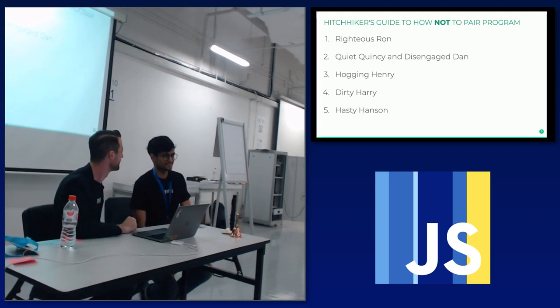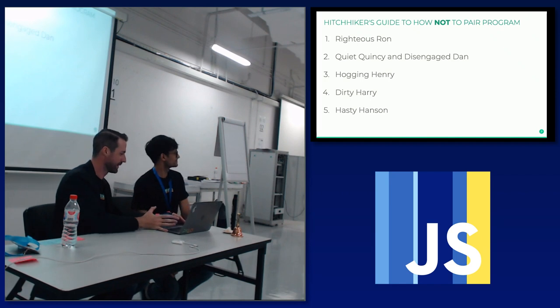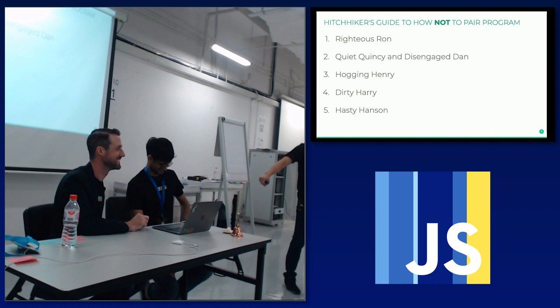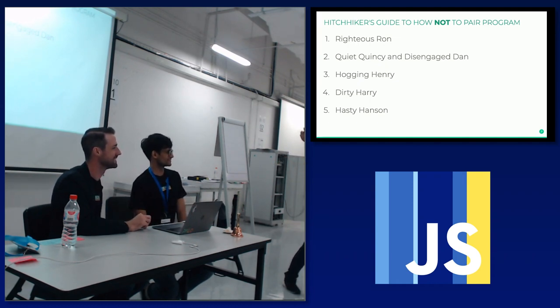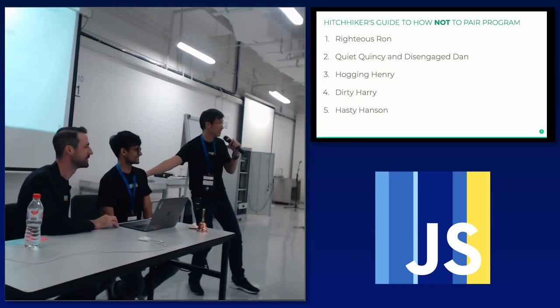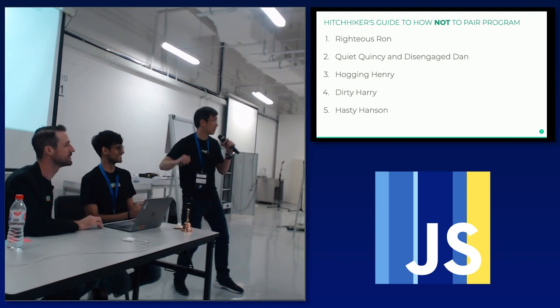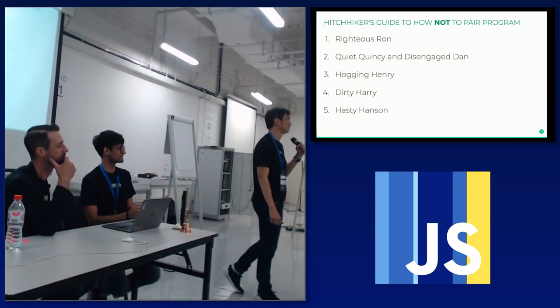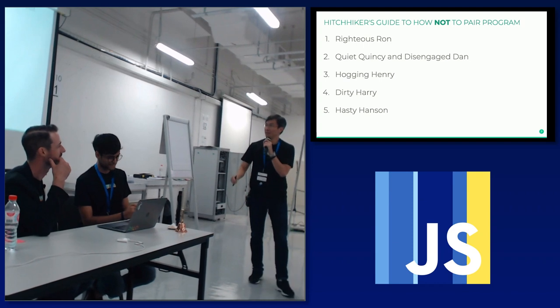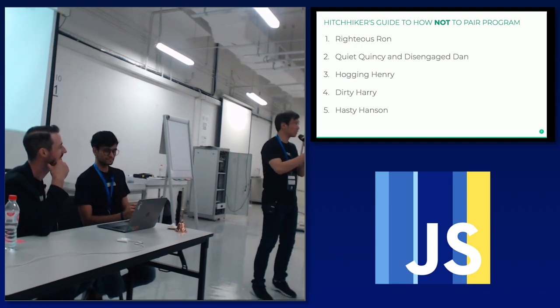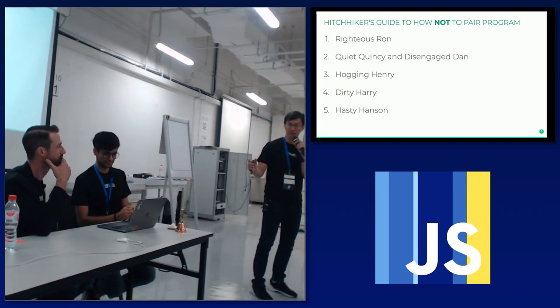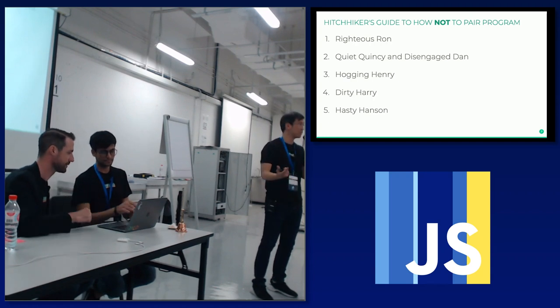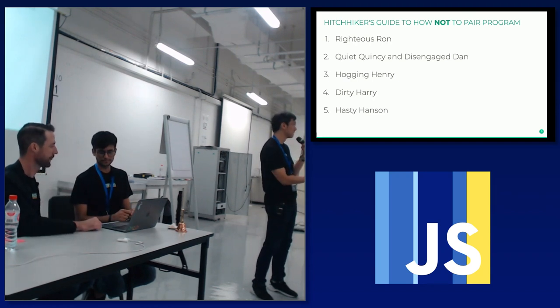Okay, stop. Which one is it? Second one. Quiet Quincy and disengaged. Which one is the Quiet Quincy and which one is disengaged? That one is disengaged. You mean Amu is quiet? Okay, yeah. What's happening is Kevin wasn't talking very much when he coded. Amu did try to engage, but in the end, he gave up. That's why he pulled out his handphone and started surfing.